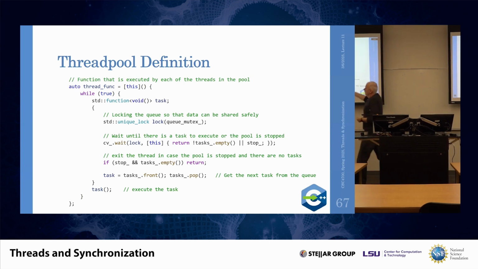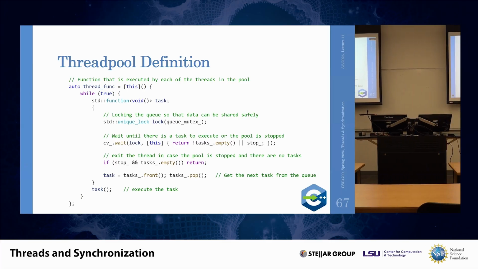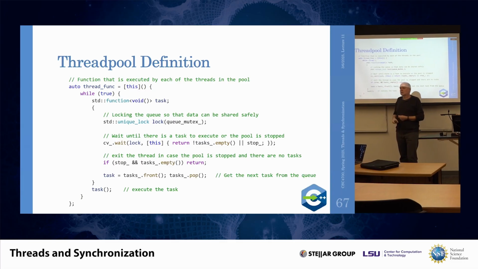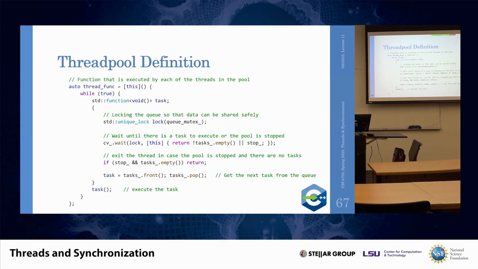So this is the whole loop. As I said, all it does, it waits for the next task to appear, gets the next task from the queue, and executes the task once it got a new one. That's all it does. Relatively easy to understand, I think.